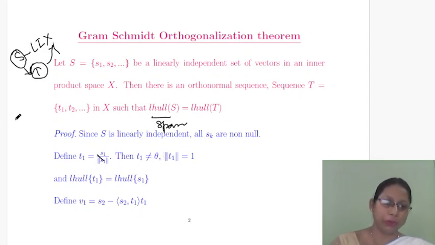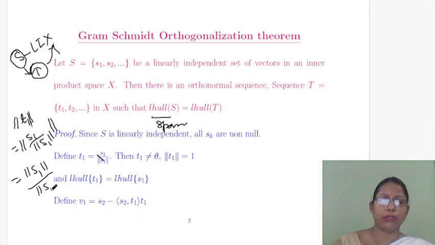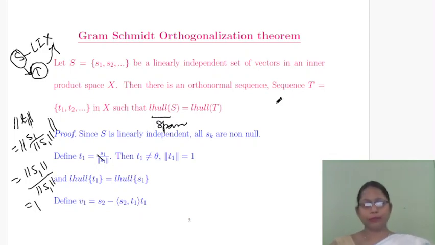And norm of T1 is equal to norm of S1 by norm of S1, which is equal to 1. And linear hull of T1 is equal to linear hull of S1. We define this T1 in such a way that the linear span of T1 is equal to the linear span of S1.